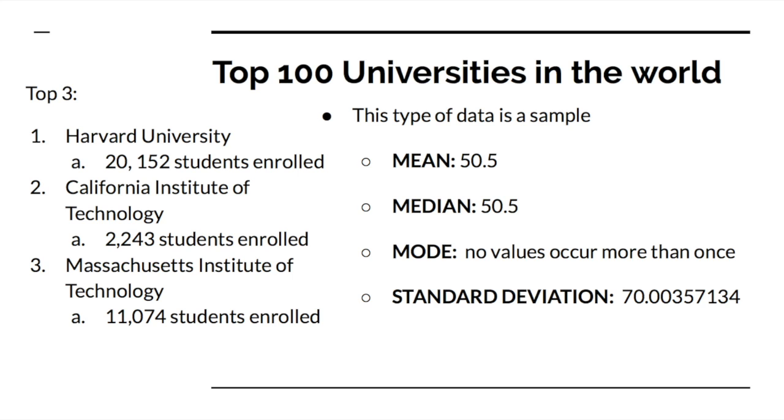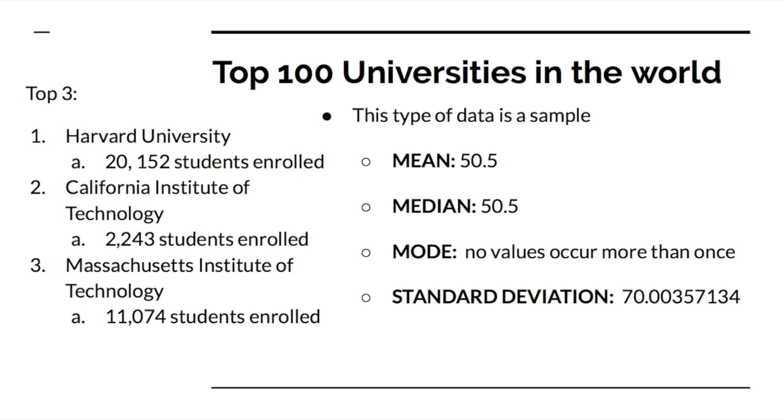Number one being Harvard with 20,152 students enrolled. Number two being the California Institute of Technology with 2,243 students enrolled. And number three being Massachusetts Institute of Technology with 11,074 students enrolled.